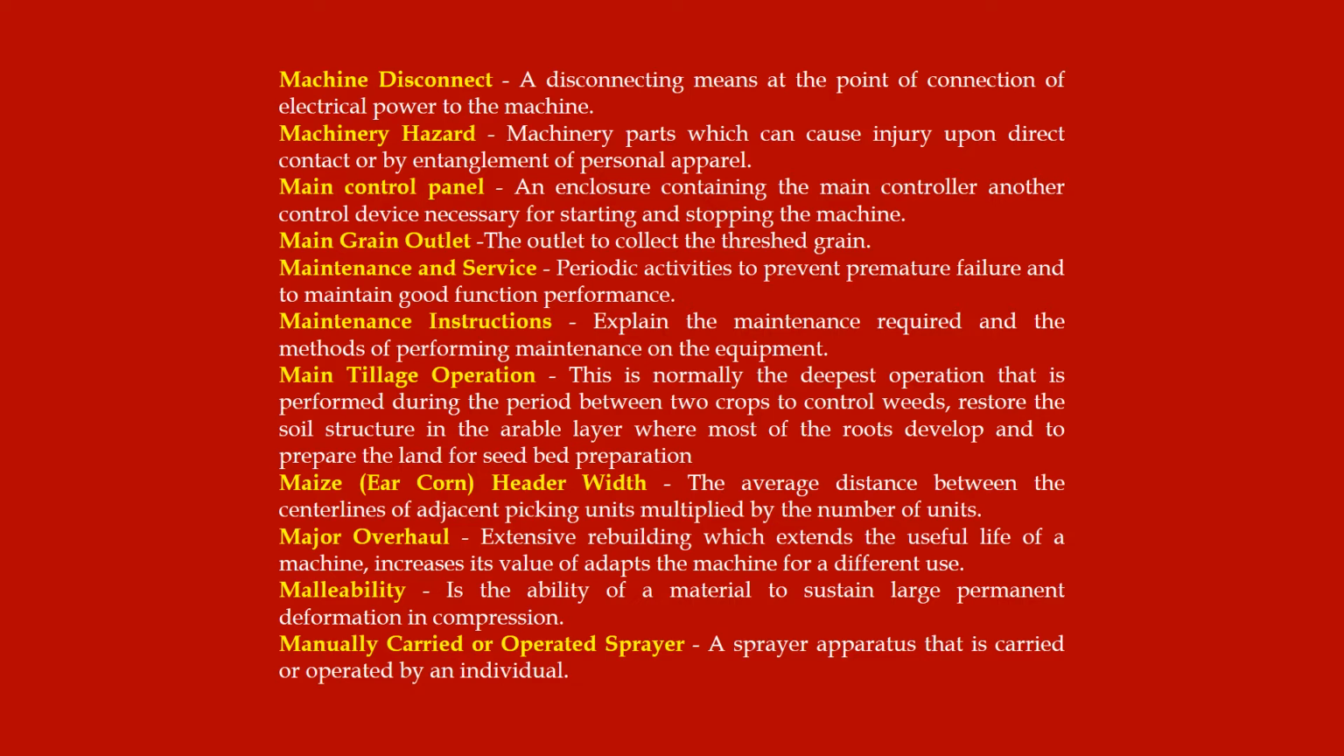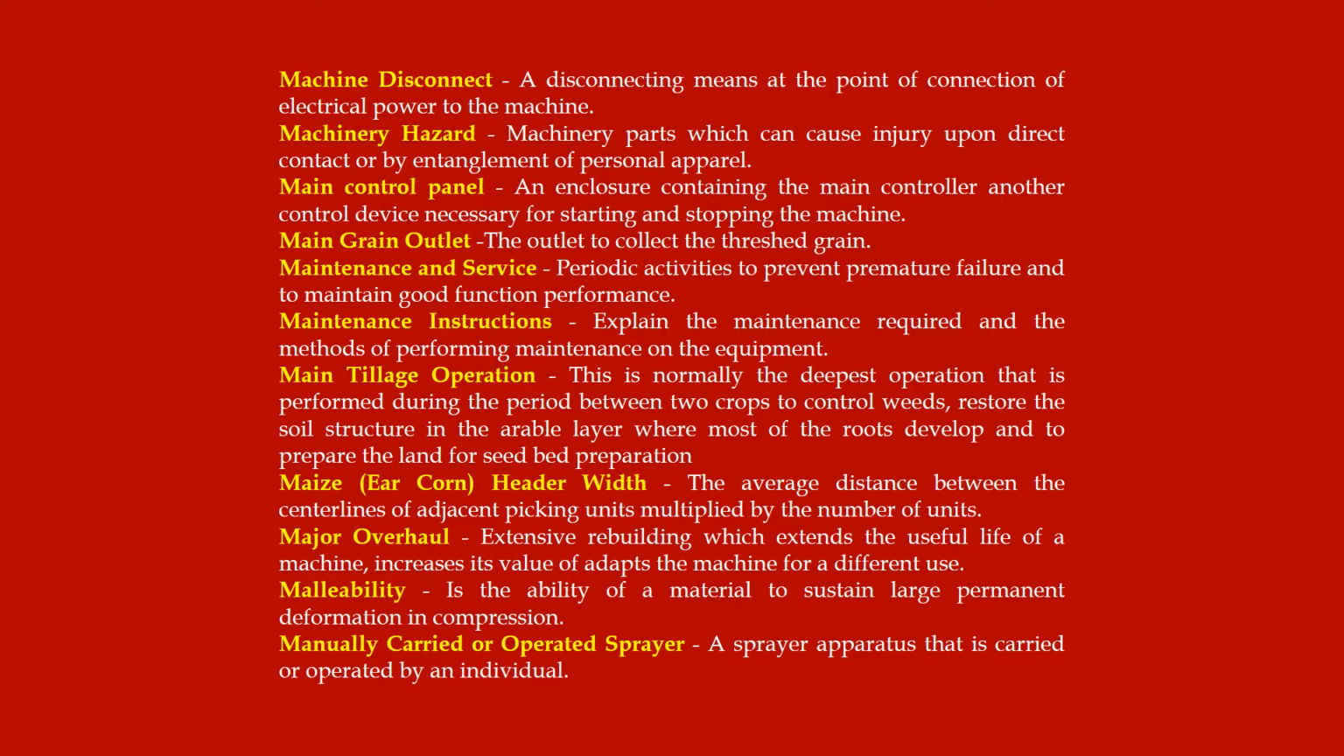Main control panel: an enclosure containing the main controller and other control devices necessary for starting and stopping the machine. Main grain outlet: the outlet to collect the threshed grain. Maintenance and service: periodic activities to prevent premature failure and to maintain good functional performance. Maintenance instructions: explain the maintenance required and the methods of performing maintenance on the equipment.